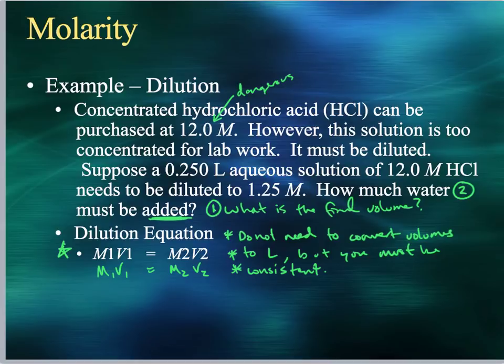All right, let's figure out what is the final volume, which would be V2 here. Well, if I rearrange that equation, I have V2 is equal to M1V1 over M2, right? That's just using algebra. If I plug in stuff from the problem, my initial molarity was 12.0 molar. My initial volume was 0.250 liters. It's given to us in liters, so we're just going to leave it in liters. And my final molarity, what I want to get it down to, is 1.25 molar.